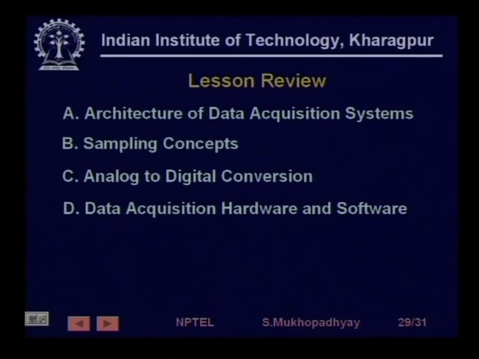So, what we have done during this lesson, we have seen the architecture of data acquisition systems, we have seen the sampling concepts, we have seen some details of analog to digital conversion, and finally we have taken a look at some data acquisition hardware and software features.